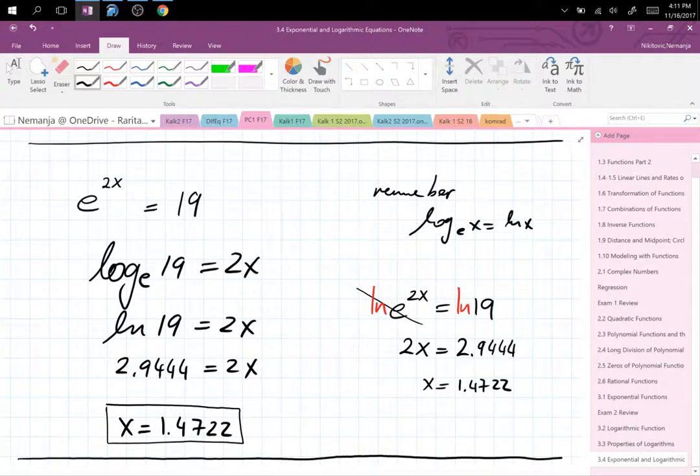Now you can always do the conversion, and then just solve for x.